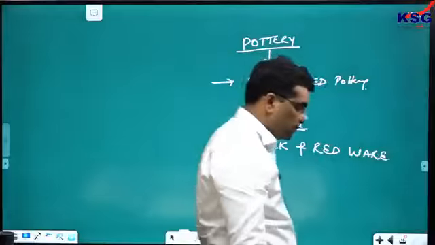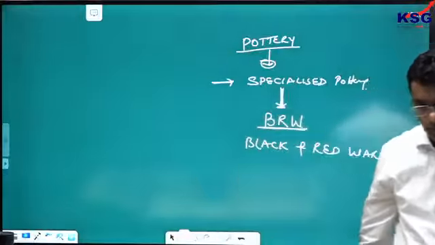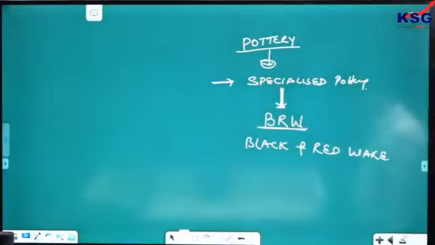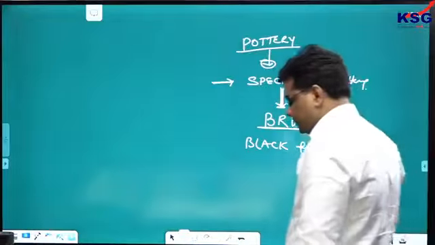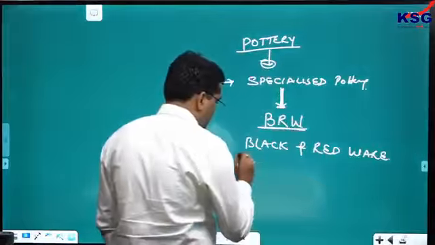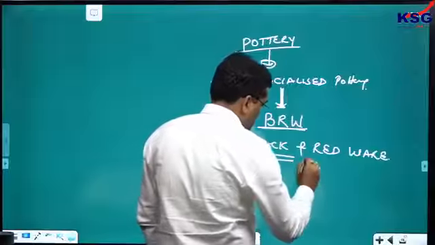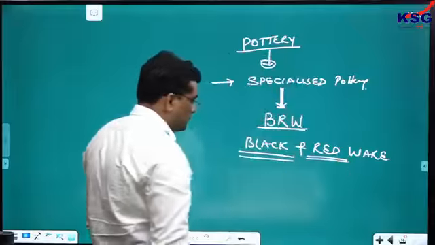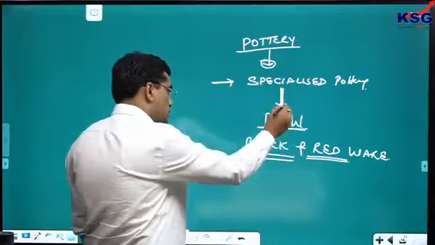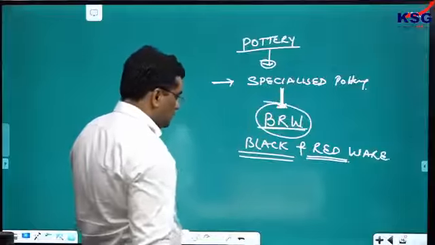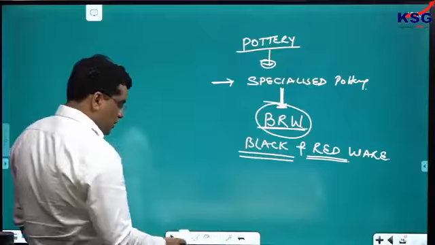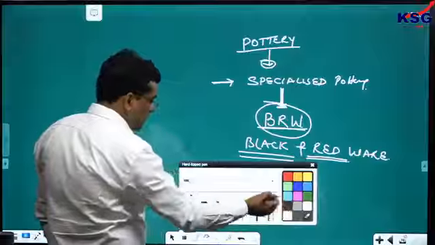Black and red ware, BRW, black and red ware. BRW pottery. So a black color of pottery was pasted with red color.